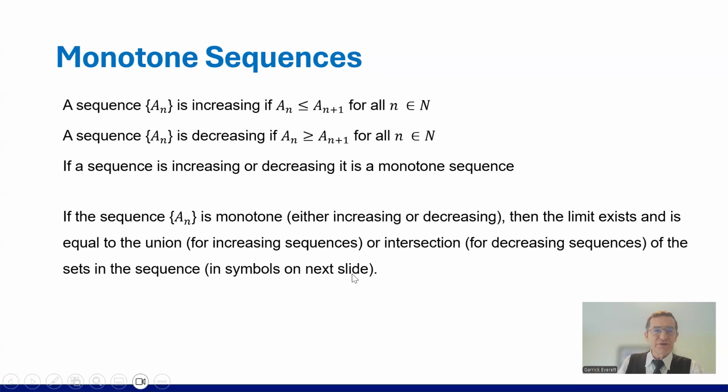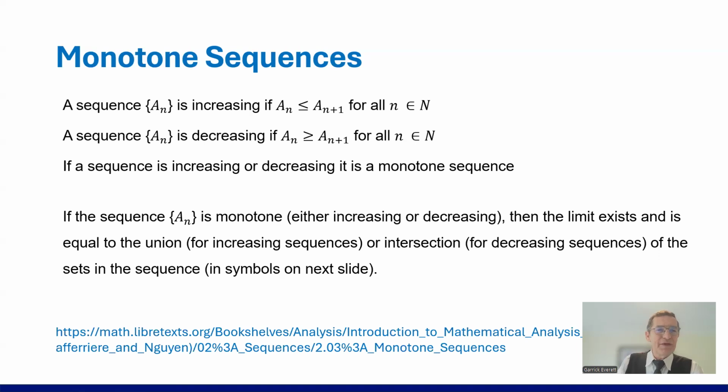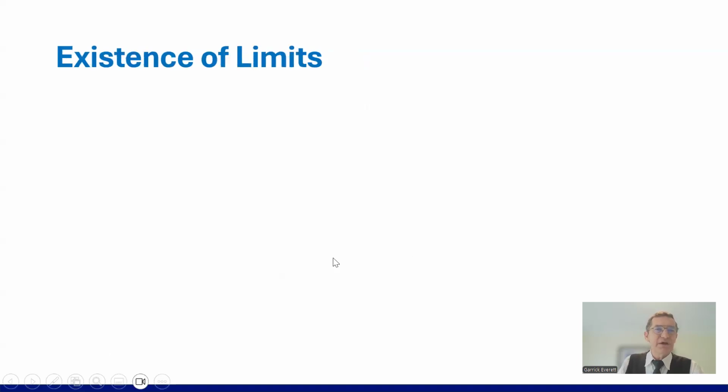And I've done the symbols on the next slide. So just saying that again, if the sequence is monotone, either increasing or decreasing, then the limit exists and is equal to the union if it's increasing, or intersection if it's decreasing, of the sets in the sequence. Okay, try and get that one, memorize that one, it's helpful. And there's the Libra text link, which you can look at in the notes.